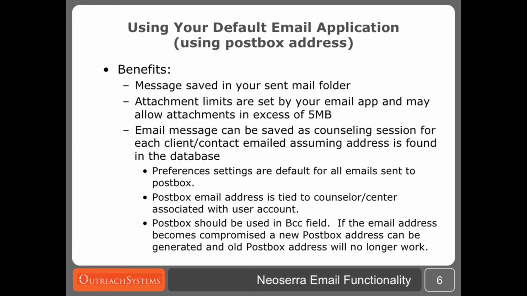The alternative is to use your default email application. There are some number of benefits to using your default email application as well. The biggest one, which is the drawback of using the Neocera email interface, is that the message will be saved in your sent mail folder. Attachment limits are set by your email application, and you may be able to send attachments that are bigger than 5 megabytes in size. So that could be a potential benefit of using your own email application.